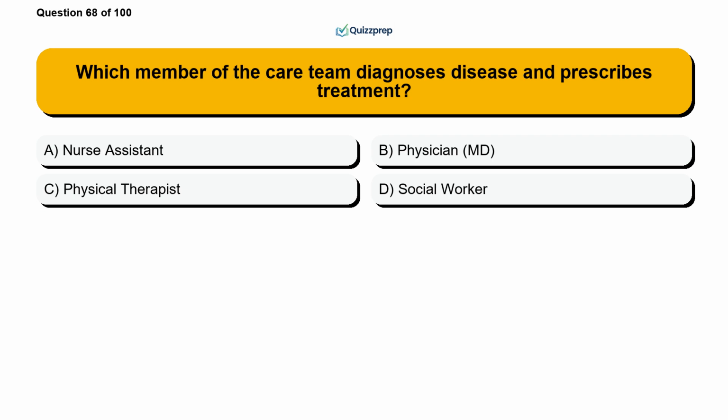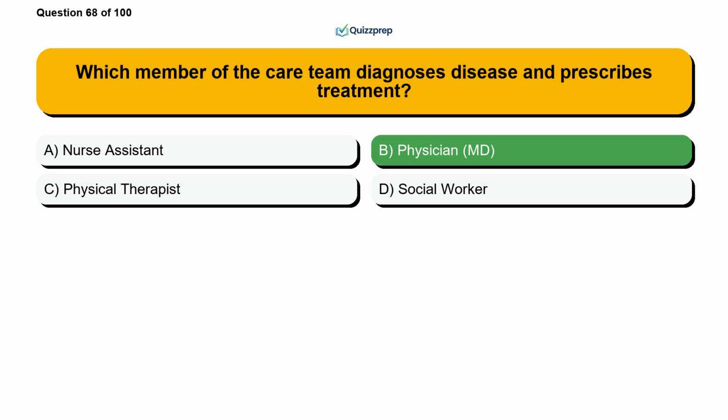Question 68. Which member of the care team diagnoses disease and prescribes treatment? Option A, nurse assistant. Option B, physician, MD. Option C, physical therapist. Option D, social worker. The correct answer is option B, physician, MD.